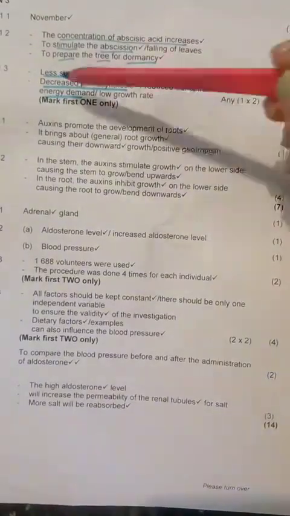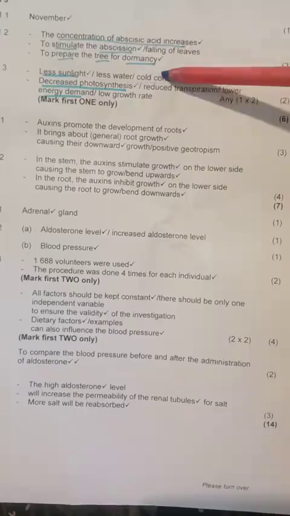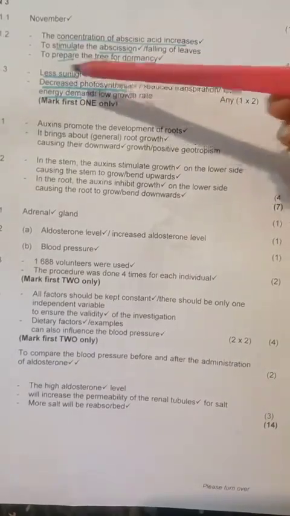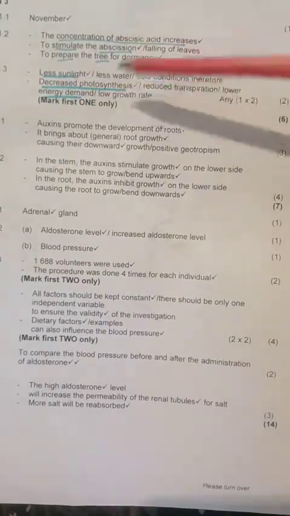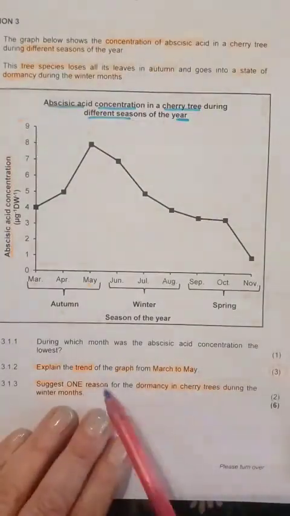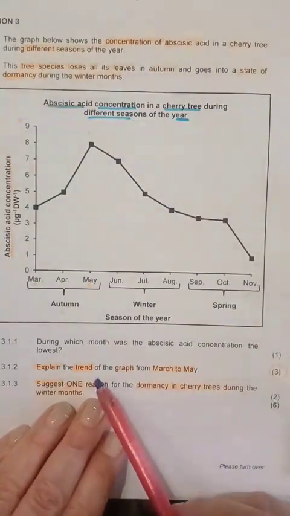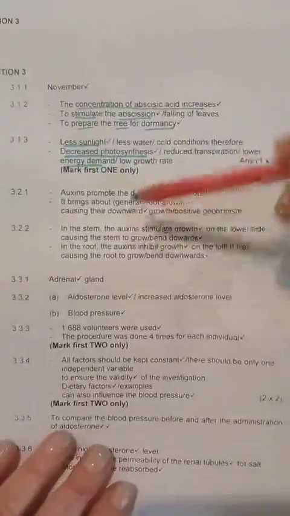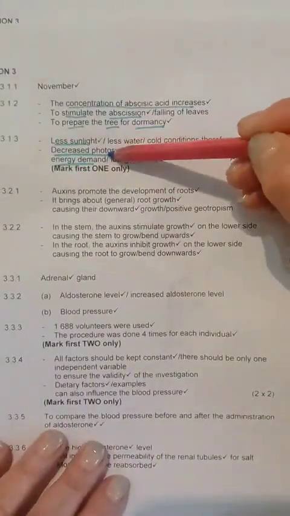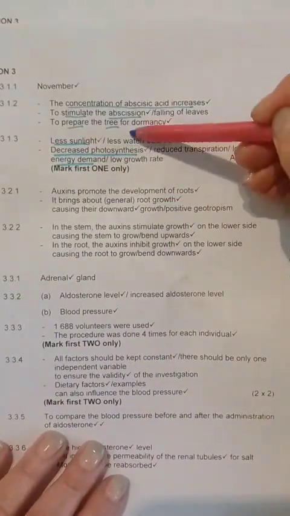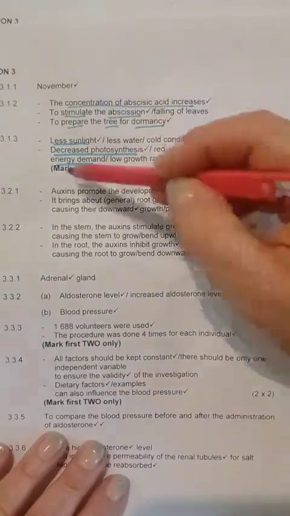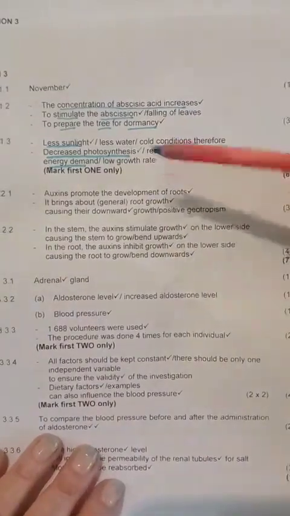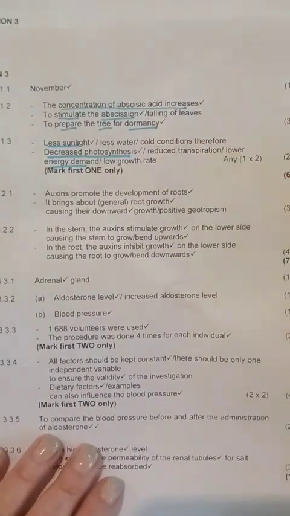So let's look at what the memo says. The memo says less sunlight or water or cold conditions. So you have less or decreased photosynthesis, or you can talk about reduced transpiration or lower energy demand or growth rate. Right. So once again, the reason you must say is a cause, which is the less sunlight. And what does that now cause? Decreased photosynthesis. Less water, reduced transpiration, right? Cold conditions, lower energy demand, low growth rate. So you have to tie the cause and the effect together. All right.